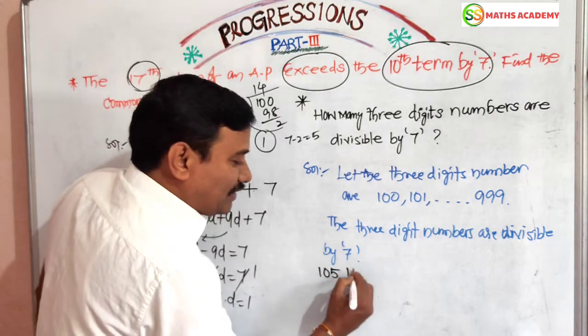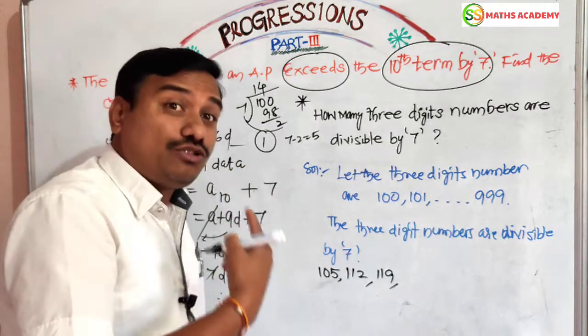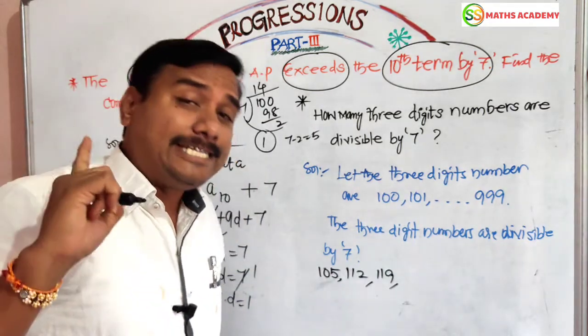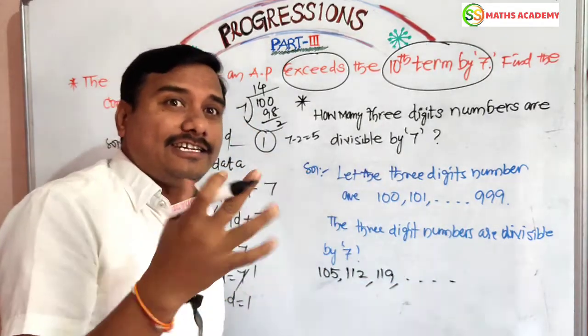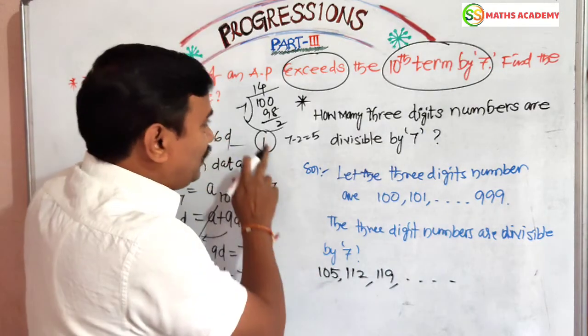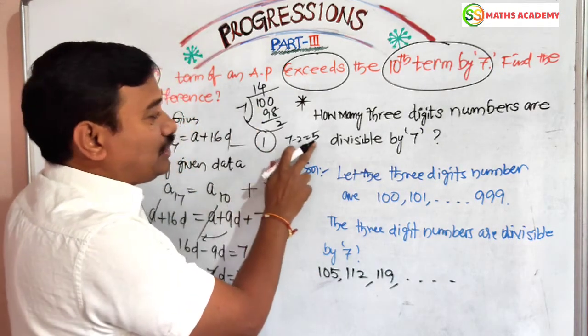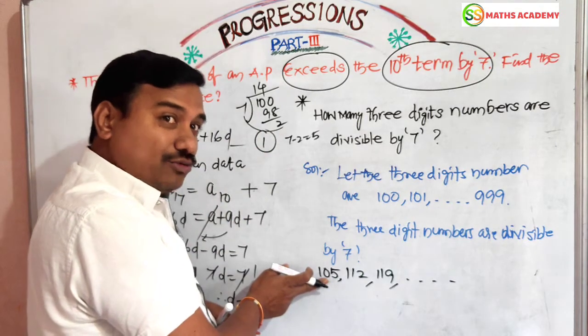Next 7 you should add: 112. Next 7 you should add: 119. These are the numbers which are divisible by 7 between 100 and 999. Now what is the last number? 999. 999 is also not divisible by 7. You have to subtract 5. Here we have to add 5. 7 minus this 5, add with 100. We are getting the first number which is divisible by 7.